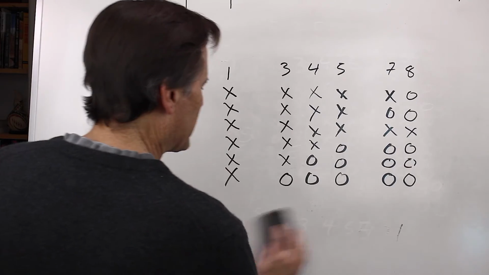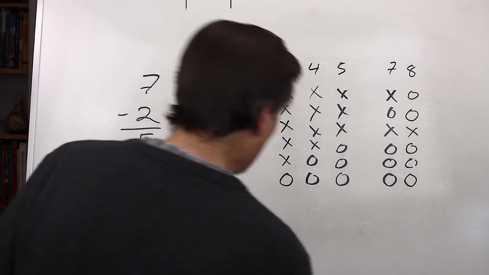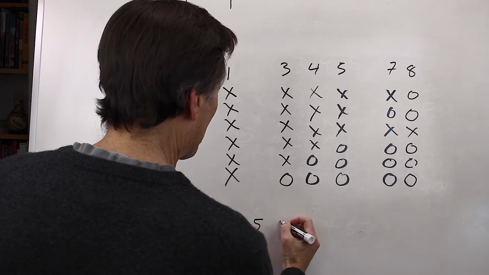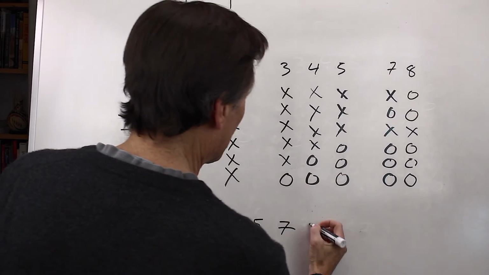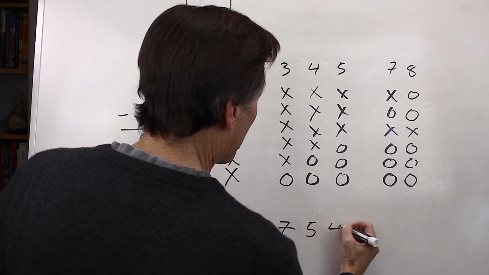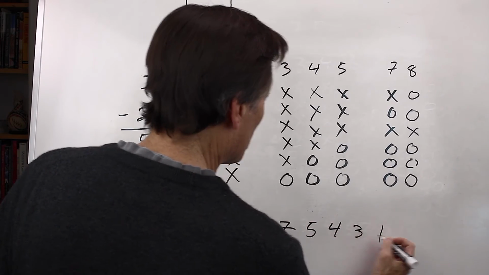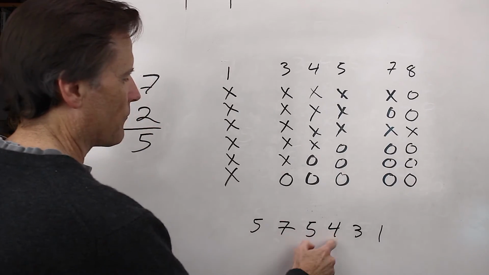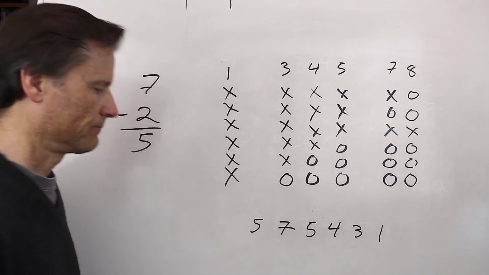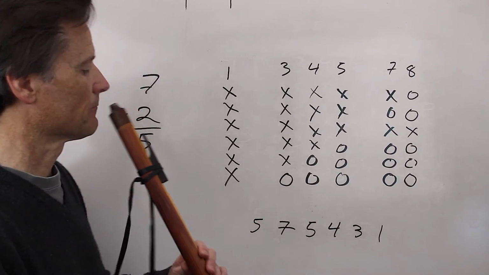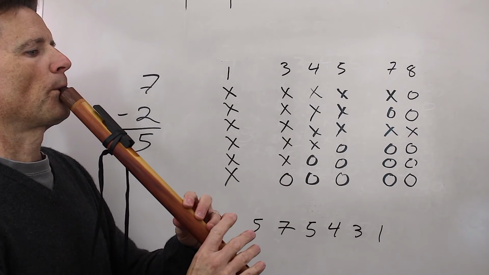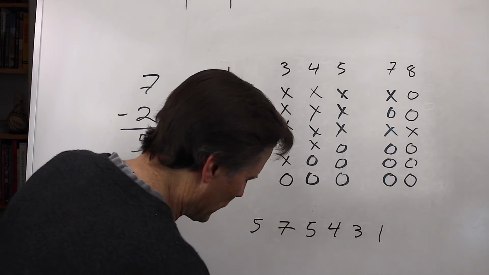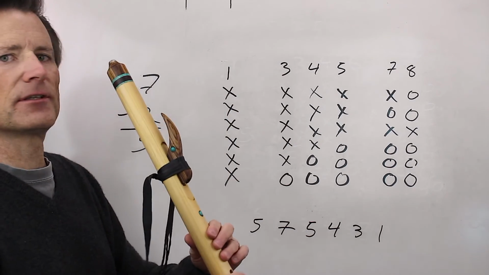Let's look at one more idea before we finish. I'm going to start with 5 now, which is half open, half closed. I'm going to go up 1 note to 7, back down to 5, and I'm going to head back to the root note. 5, 7, 5, 4, 3, 1. It's like a combination in a way. And again, I'll try this in another key. That was G, this is A.